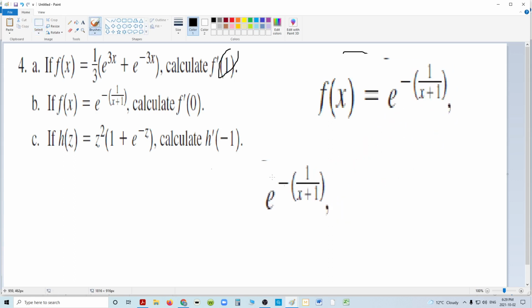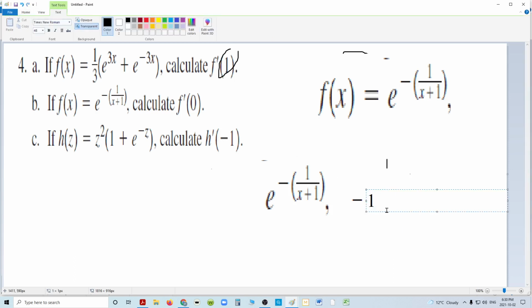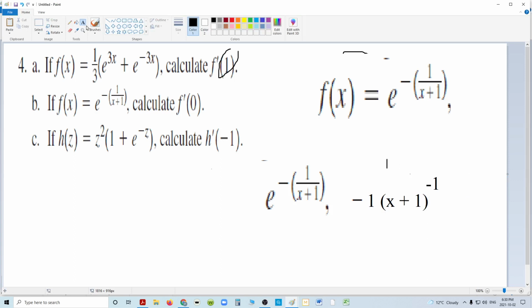But now I've got to take the derivative of this. What is the derivative of that? Well, I'm going to rewrite it as minus 1 times x plus 1 to the negative 1. I've got to use the chain rule, which means this becomes positive 1 when the minus comes down, and this becomes minus 2. And then I've got to take the derivative of the content, which is just 1.